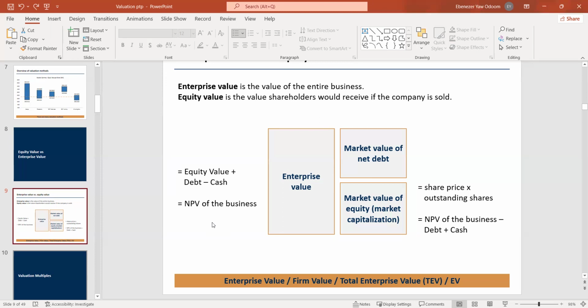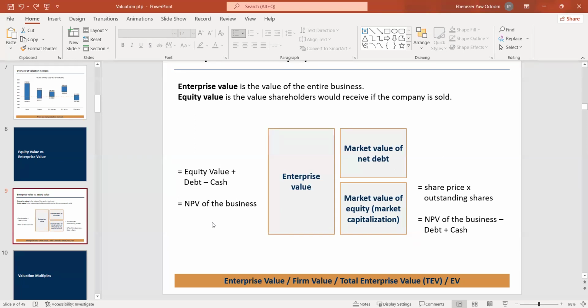Now, enterprise value is a combination of equity value plus your debt less any cash available. So if you want to calculate the enterprise value of a business, the entire value of a business, it is basically the equity value plus the debt minus cash. The equity value belongs to the traditional owners of the company. The debt is every other additional capital you have added through debt means, and then less any form of cash you have available.